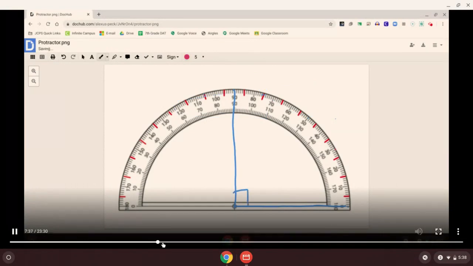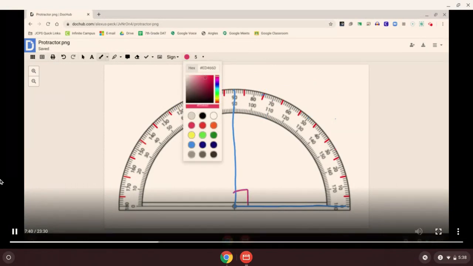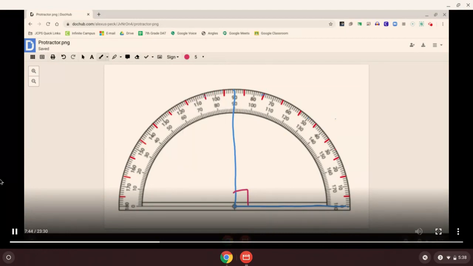Messed up there. And we are going to draw our little square in the corner, signifying that it is a 90-degree angle or a right angle. So we've drawn our first line, and then we are going to draw our next line.